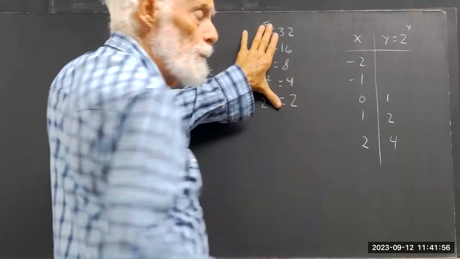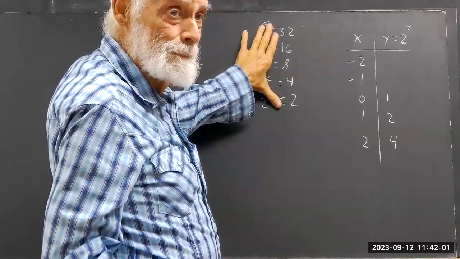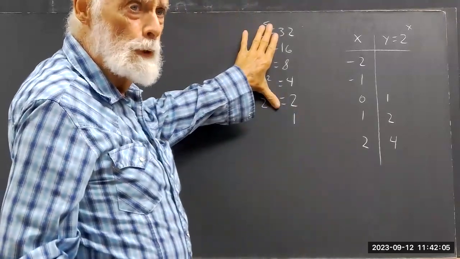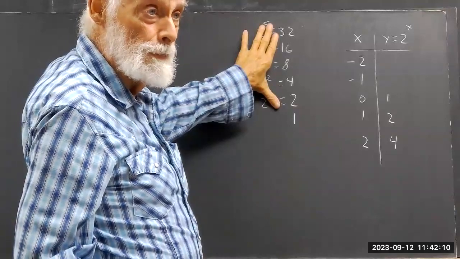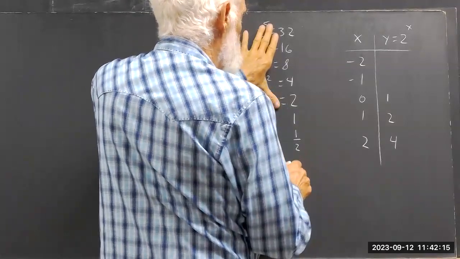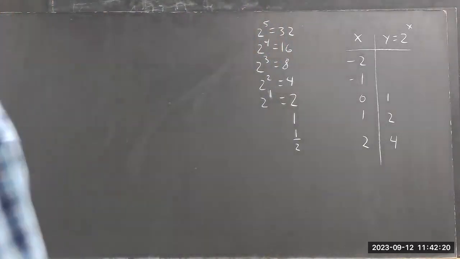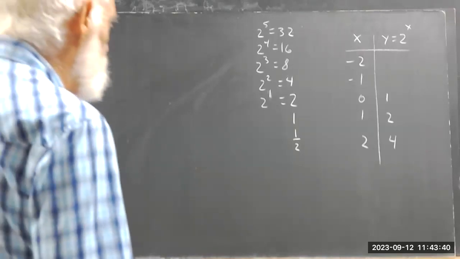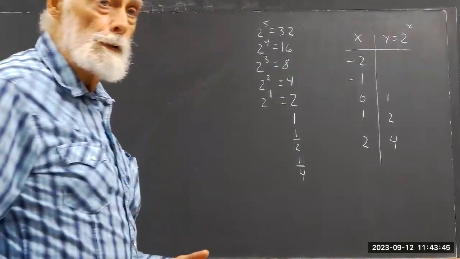Well, if every number is half of the one before it, what's half of 2? It's 1. What's half of 1? It's 1/2, right? Okay, write the next 3 numbers in this sequence right here. What's half of a half? It's a 4th. Let's make sure we understand why.